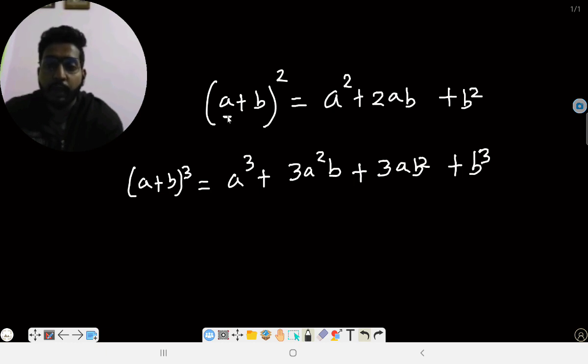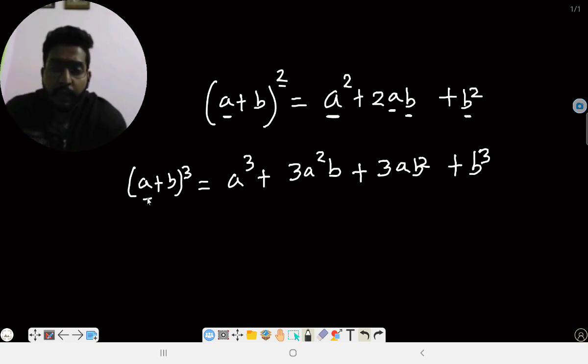This is the first term a and the power is 2, so the first term is a square. Now the power of a is decreasing, that means the power of a becomes 1 and the power of b is increasing, that means the power of b here is 1. Next step, the power of a decreases again, meaning there will be no a, and in the last term the power of b increases, so the power becomes 2.